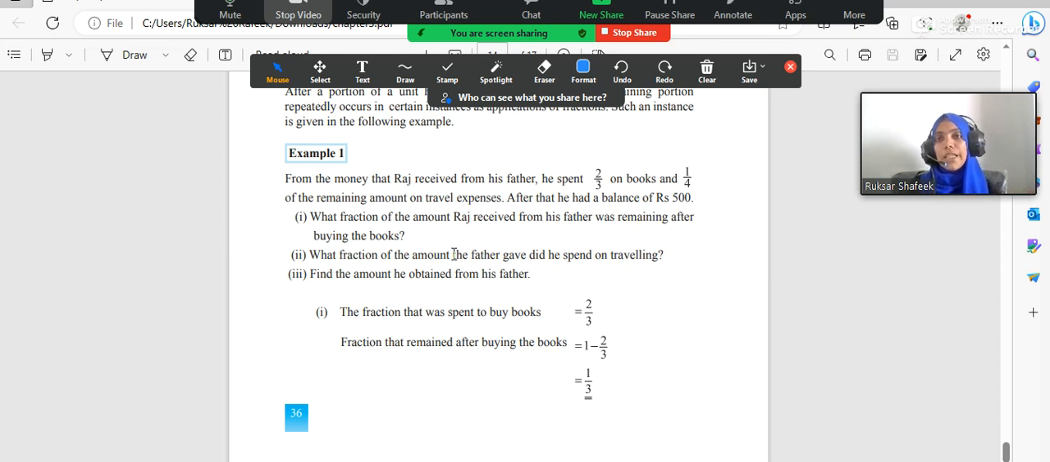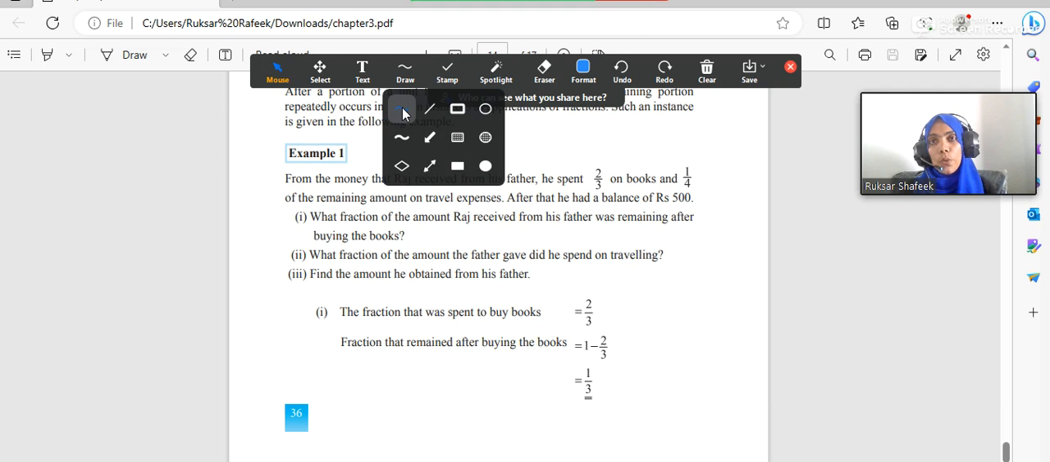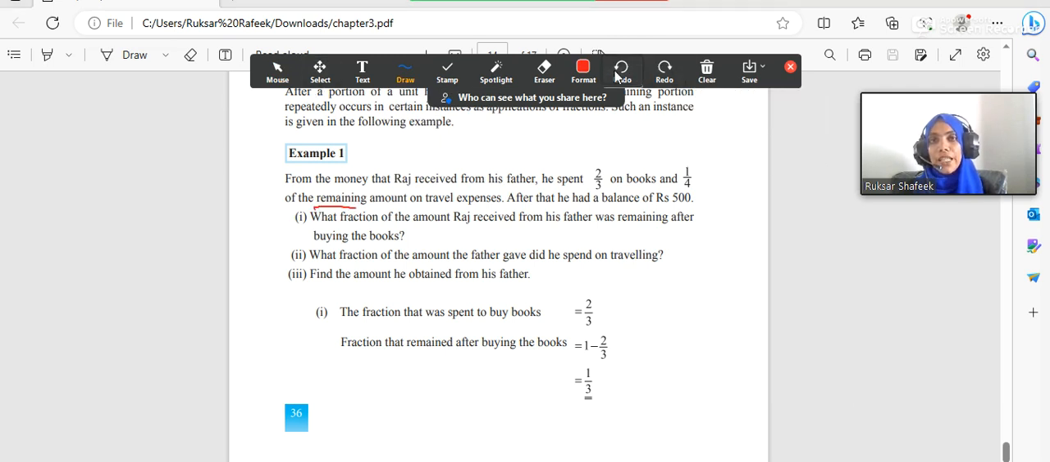So it says, from the money that Raj received from his father, he spent 2/3 on books and 1/4 of the remaining. Like I told you, there's one word that does the twist to the question itself. The twist that is happening is by this word, remaining amount. Now what exactly do we mean by this remaining amount is another question that comes in there. Let me just highlight that this is a really important word, because it comes in many questions. When we are doing papers and pick fraction questions, you'll figure out how important this remaining word is.